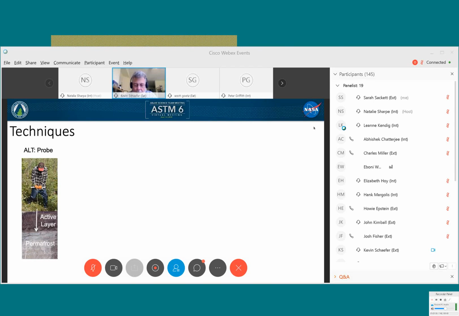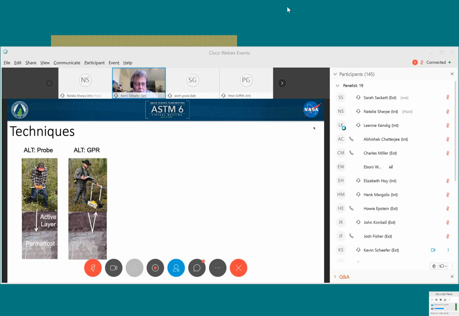To give you an idea of what techniques everybody is using, there's the old standby of using the handheld active layer probe. You just stick it in the ground and measure the active layer thickness. We've also been using ground penetrating radar, which emits a signal that reflects off the permafrost table and allows you to measure the active layer thickness. We have set it up to drag it all over the place and have really long transects of good active layer thickness data that is very well suited for comparison with remote sensing data.